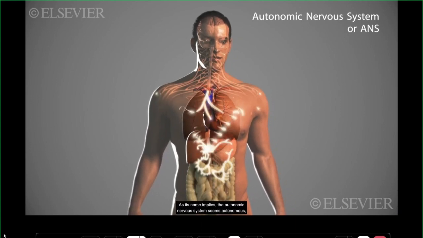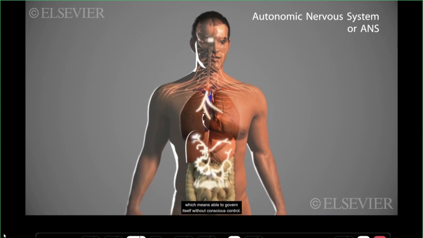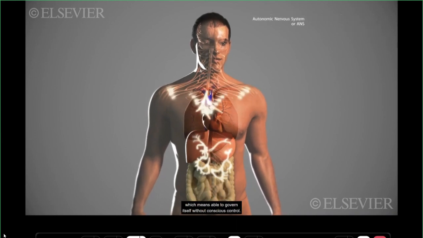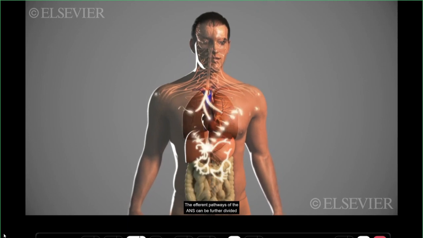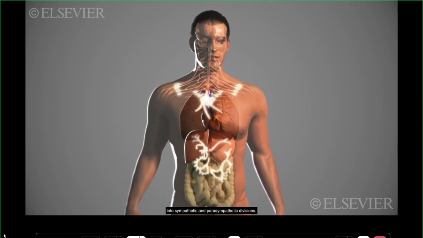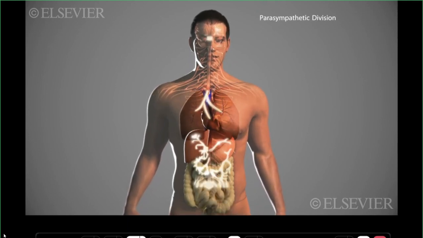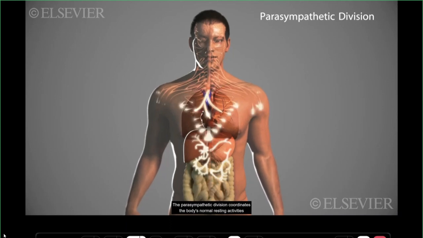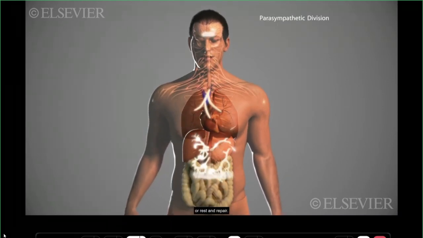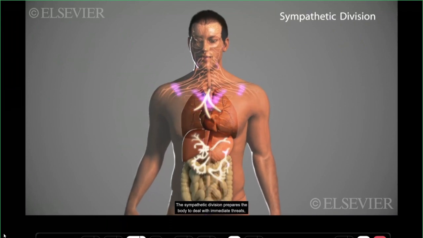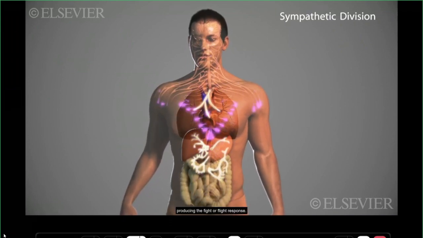As its name implies, the autonomic nervous system seems autonomous, which means able to govern itself without conscious control. The efferent pathways of the ANS can be further divided into sympathetic and parasympathetic divisions. The parasympathetic division coordinates the body's normal resting activities, or rest and repair. The sympathetic division prepares the body to deal with immediate threats, producing the fight or flight response.